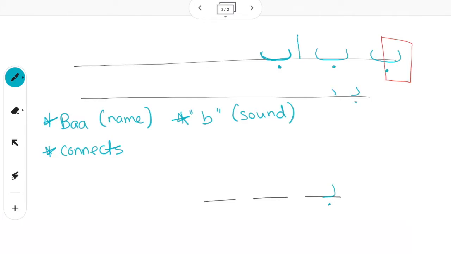So in your notebook, you're going to write a few times ba. And now let's try to connect a letter. I want you to take the letter ba and you're going to connect it to the letter alif. So ba is the first letter in this, which means you have to write it in initial position. Initial position means it's the first letter or it's only connected to something after it. So we're going to write it in initial position just like we did.